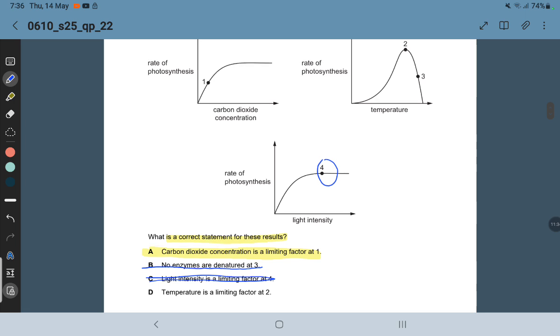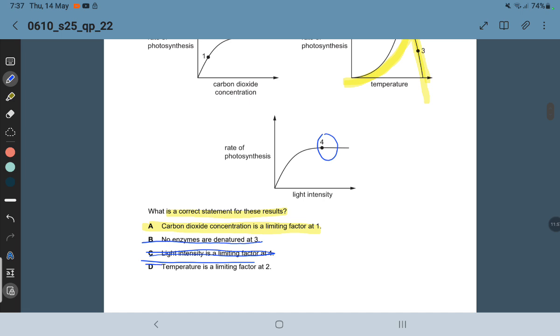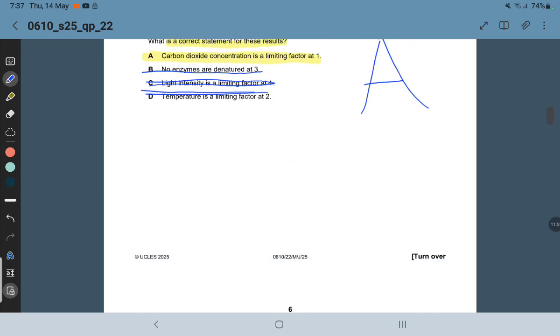Temperature is a limiting factor at 2. Of course, we cannot say it's a limiting factor at 2, because this graph shows the effect of temperature on the enzyme. So we can see a steep increase, followed by a gradual increase, followed by a steep decrease. So this one cannot be illustrated. Your final answer here is letter A.